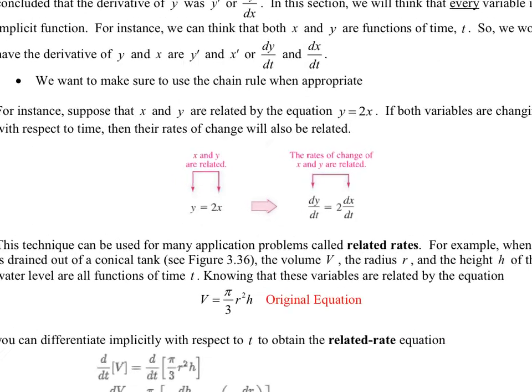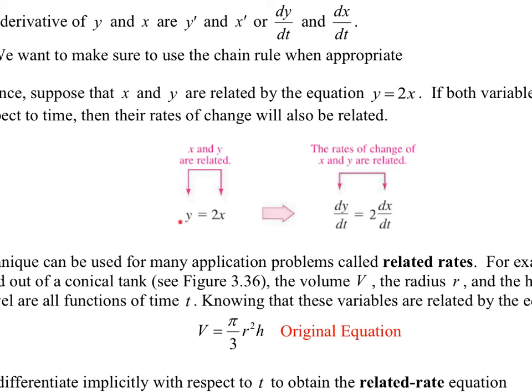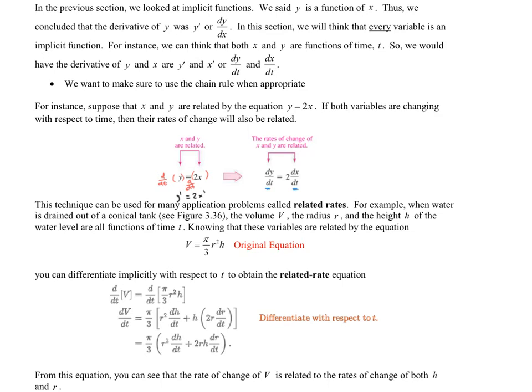So in other words, we can take the derivative of both sides of the equation with respect to t. Let me go ahead and do that. So the derivative with respect to t on both sides, because the variables don't match, on the left-hand side you would have y prime, and on the right-hand side the derivative of 2x would be 2x prime. And that's all they're saying right here. You have your y prime and your 2x prime, except they use it as dy dt and 2 dx dt. It says this technique can be used for many application problems called related rates.